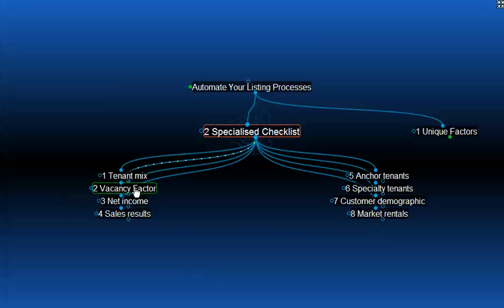That is tenancy mix, vacancy factors, net income, sales results, anchor tenants, specialty tenants, customer demographic and market rentals. It's interesting, you know, that most agents may say that they know a lot about retail, but many of them will not be able to ask questions and talk about these issues off the top of their head in any sales or listing presentation, particularly in regards to retail property. You'd think that they should be able to, but under pressure, a lot of agents and brokers forget to ask the right questions and talk about the right things. That's where your checklist helps you.